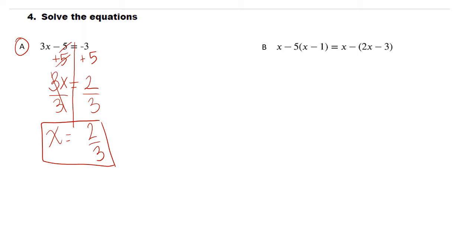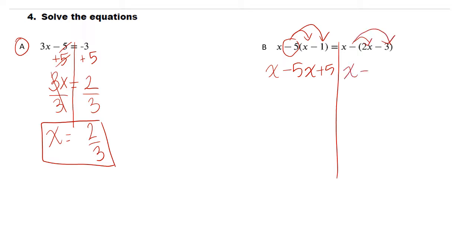Okay? All right. So B, I see parentheses, so I know the first thing I need to do is go ahead and distribute. I'm going to distribute this negative 5. All right, so I get x minus 5x plus 5. Okay, here I see another negative on the outside of parentheses, so I get x minus 2x plus 3. I see something that's really easy to get rid of right off the bat, so I see an x here and an x here, so I'm going to cancel them out.